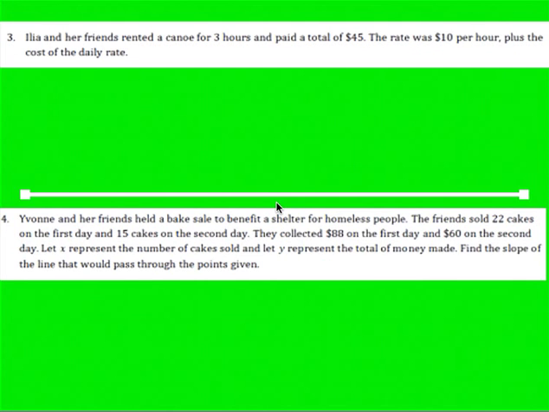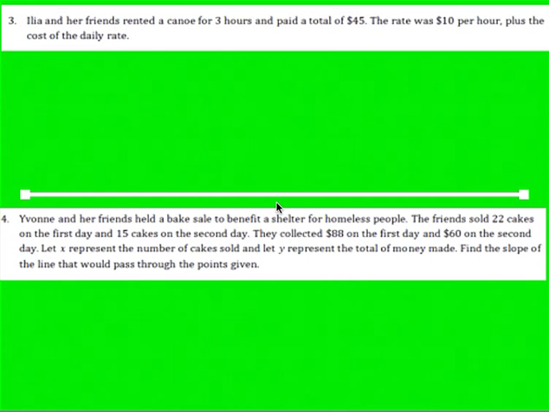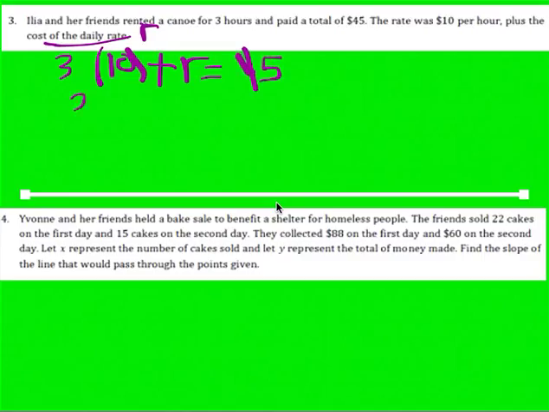Number 3 says that Ilya and her friends rented a canoe for 3 hours and paid a total of $45. The rate was $10 per hour plus the cost of the daily rate. We don't know what that is, so I'm going to call that R. So we need to figure out what the daily rate is, okay? So she's going 3 hours in a canoe, and the price is $10 per hour, plus some daily rate R that we don't know. Now that needs to add up to the total $45 that we paid at the end. So 3 times 10 is 30, plus R is equal to 45.